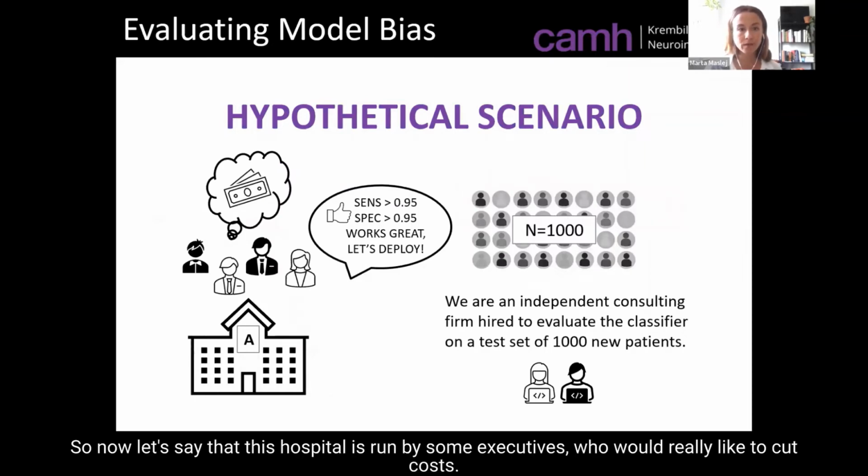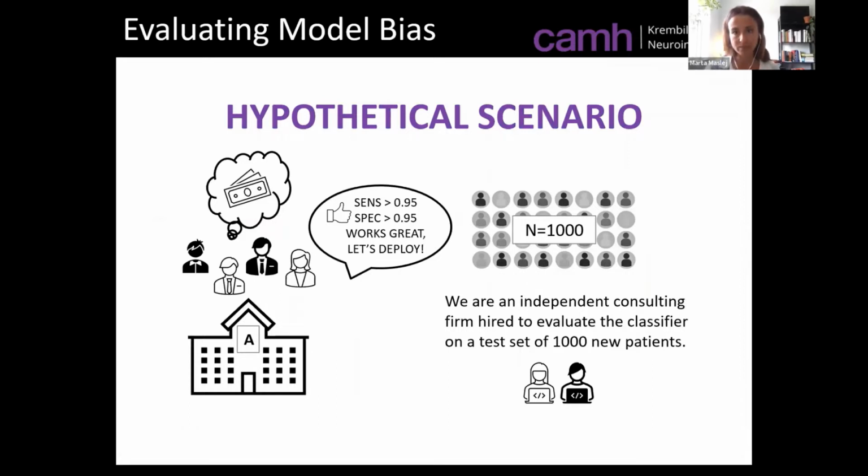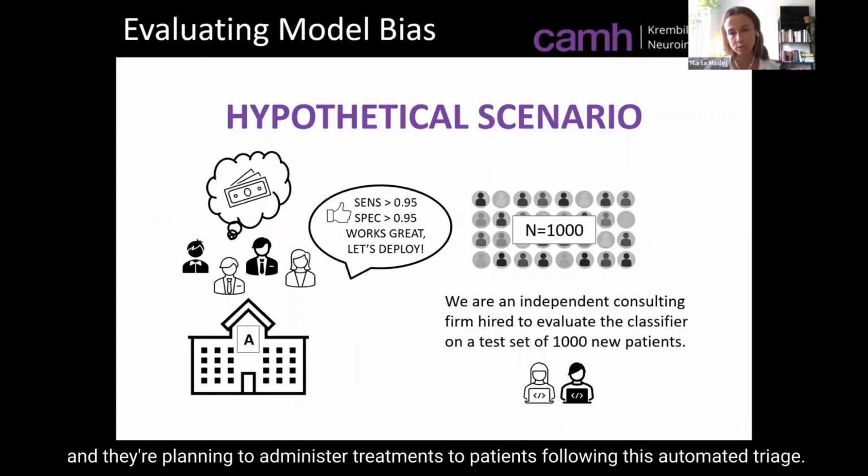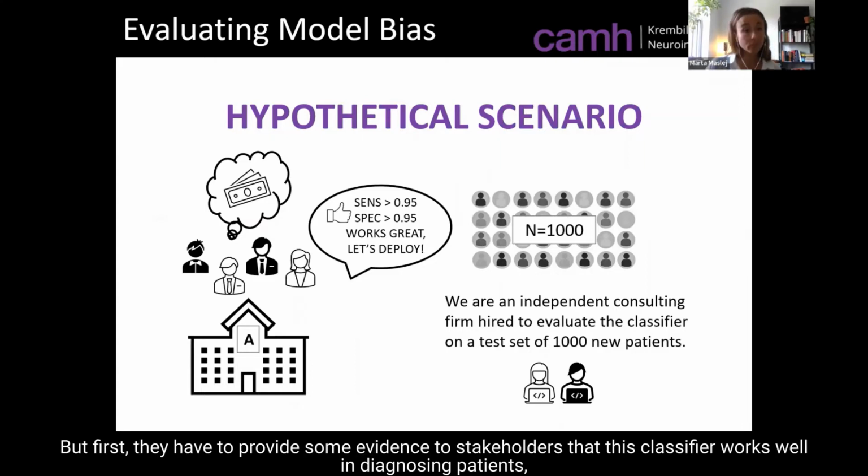So now let's say that this hospital is run by some executives who would really like to cut costs. So they really don't want to do any further assessment after this classification. And they're planning to administer treatments to patients following this automated triage. But first, they have to provide some evidence to stakeholders that this classifier works well in diagnosing patients.